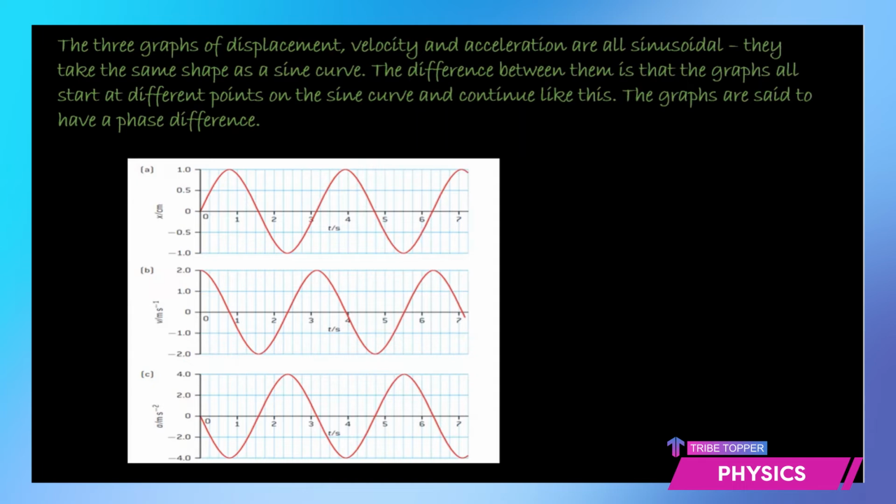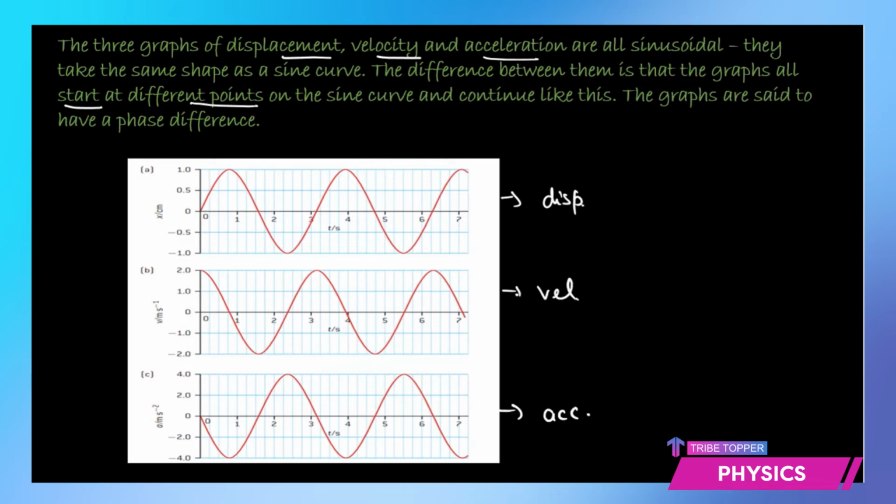Let's have a look at three graphs. When we talk of simple harmonic motion, the displacement, velocity and acceleration are all sinusoidal waves, as you can see, but they all start from different points. The difference between these waves is that they start at different points. I've placed them one below the other. The first one is the displacement versus time graph. The second one is the velocity time graph. And the third one is the acceleration time graph.